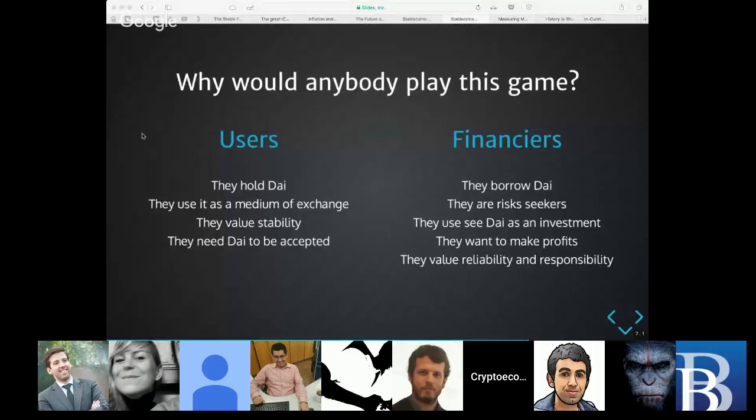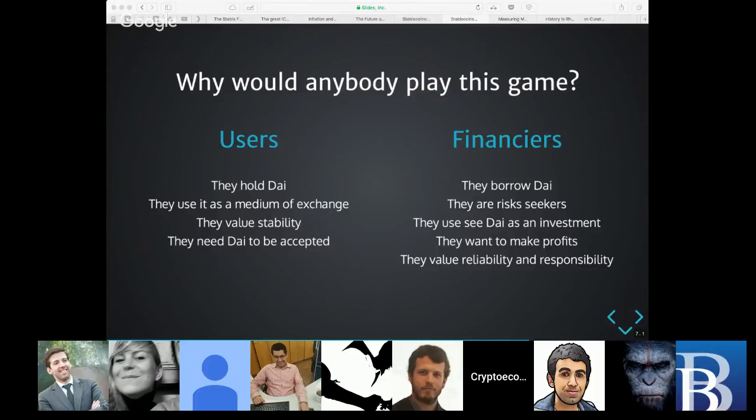And what we have in this game, right, is two, maybe three kinds of players. The first one are users who just want to pay bills and charge other people for services or whatever, so they just need a stable coin. So what they do is they hold DAI, and they want to use it as a medium of exchange, and they value the stability, and they need DAI to be accepted pretty much everywhere. And this is one class, right?